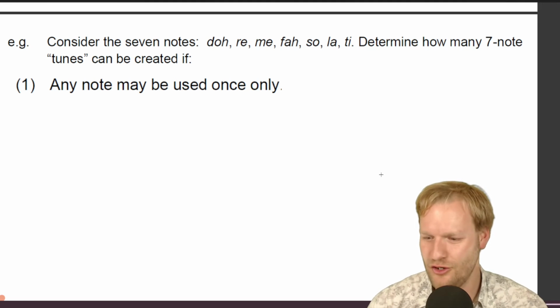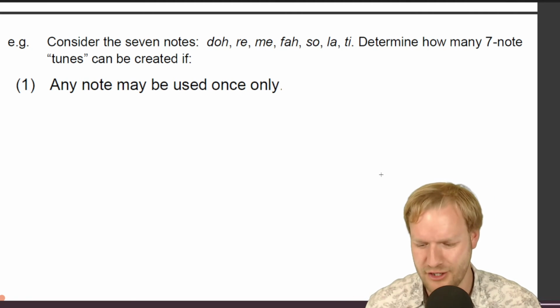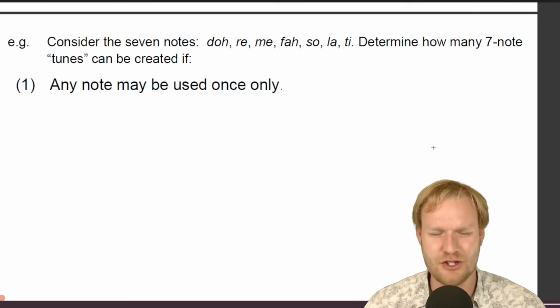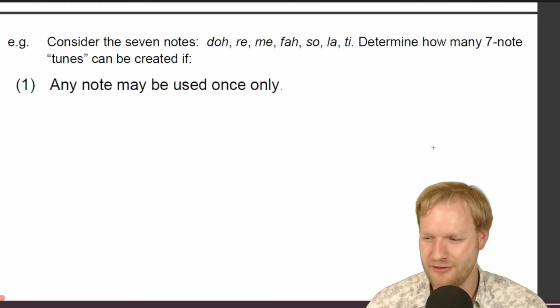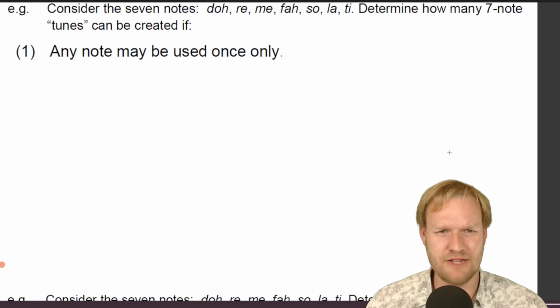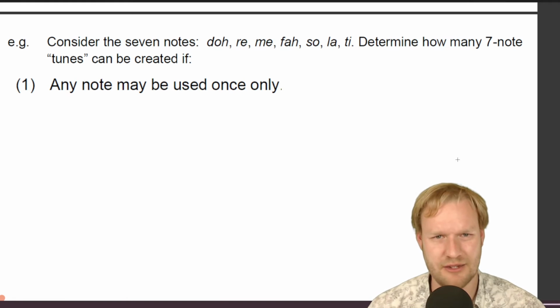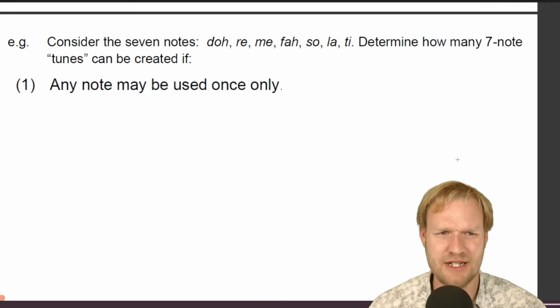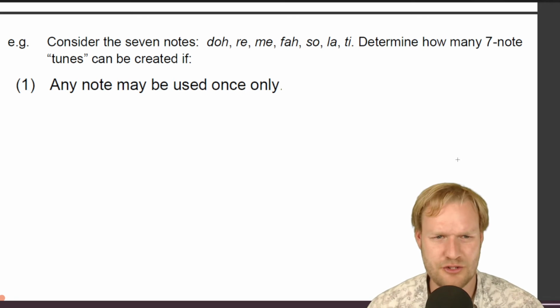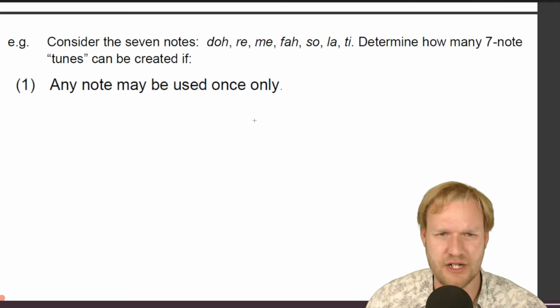Let's head into one more example in this video, and then maybe we'll break it up and do the next one in the next video. So consider the 7 notes: do, re, mi, fa, sol, la, ti. Determine how many 7-note tunes can be created if any note may be used once only.